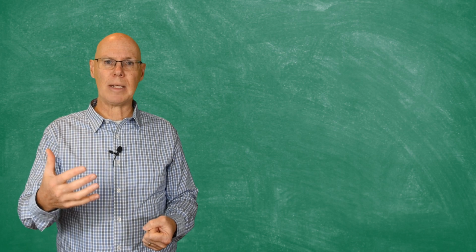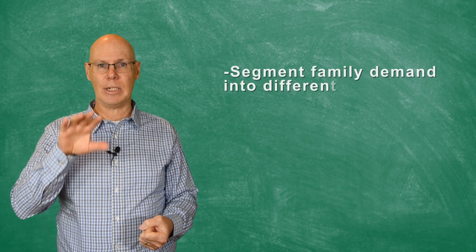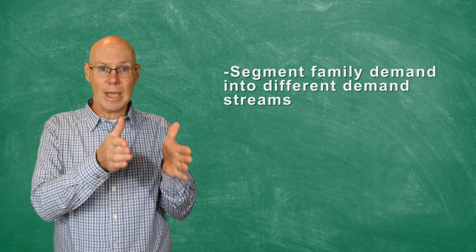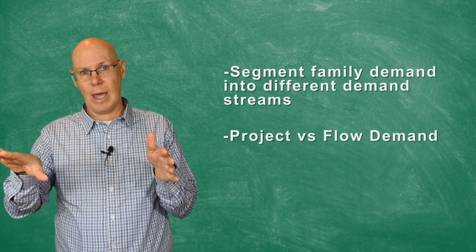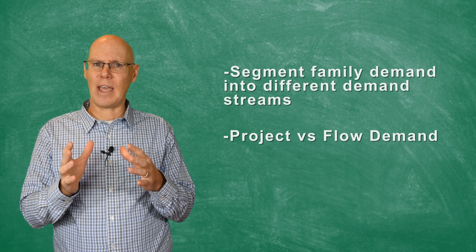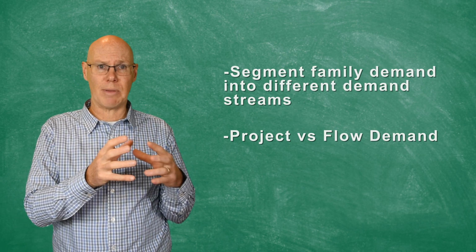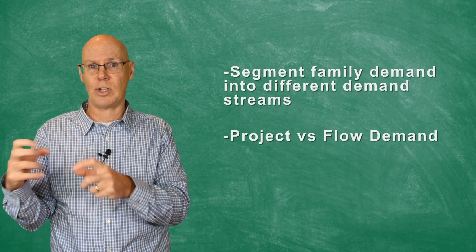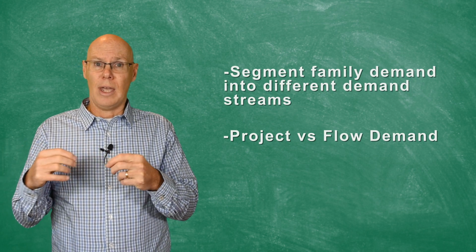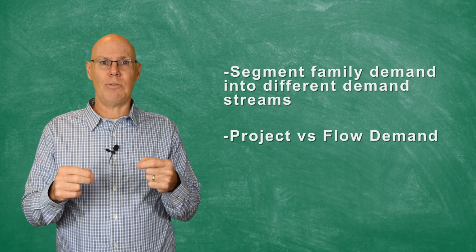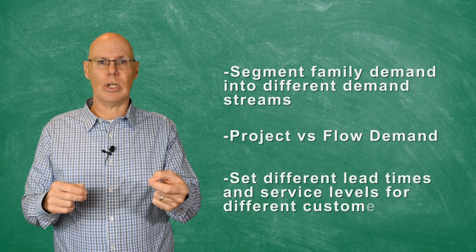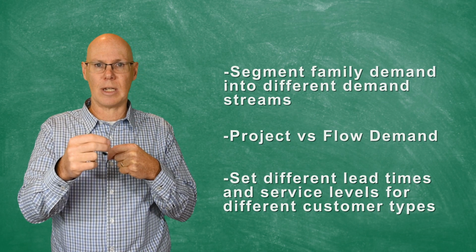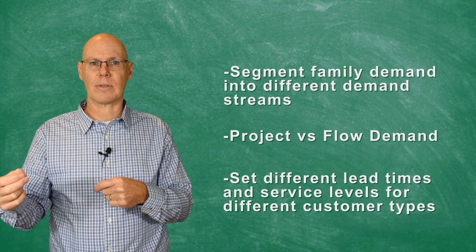First, start by segmenting your demand within a family into different demand streams. I usually start with project or lumpy abnormal demand and flow demand. Often this segmentation will even align with customer types. It might be the OEMs and large customers, and then it might be the smaller retail customers and distributors. It most likely makes sense that you will set different expectations with these different customers or grouping of customers in terms of lead times and even service levels.